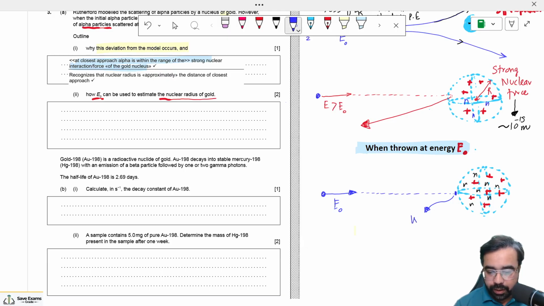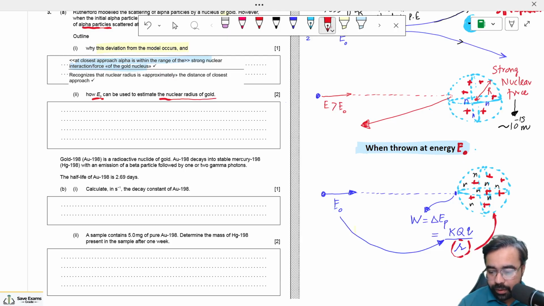And you know that this electric potential energy is equal to the work done. Work done is equal to the gain in electric potential energy, and that is k q small q divided by r. So this energy has been converted into this form. Right now this r is the radius of the closest approach. So with the help of this we can find out k q small q over r.